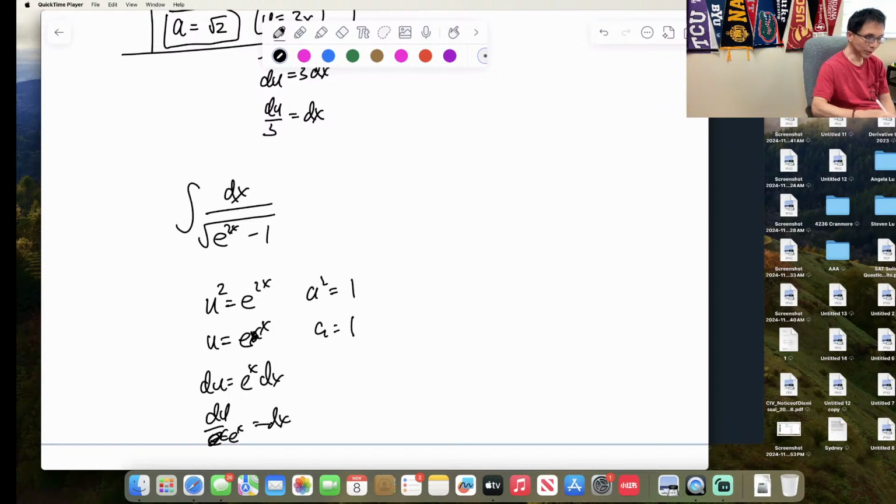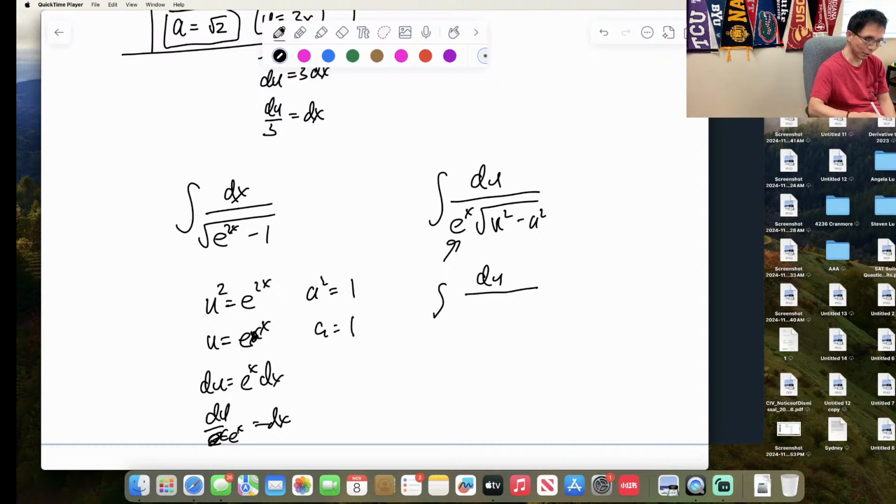Therefore, that's going to be du over e to the x square root of u squared minus a squared. Now this is u, right? And it's also absolute value because it is always positive. So it'll be u squared minus a squared. So then you know that this is the arc secant of e to the x.